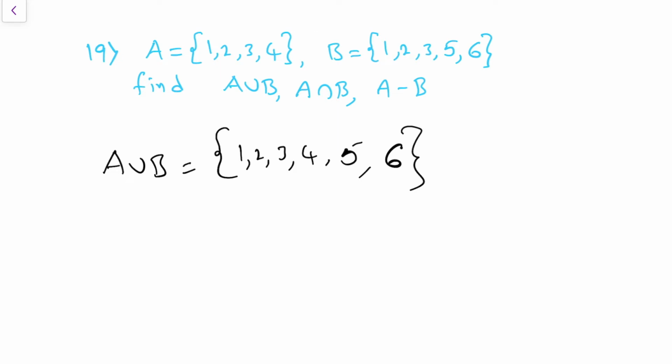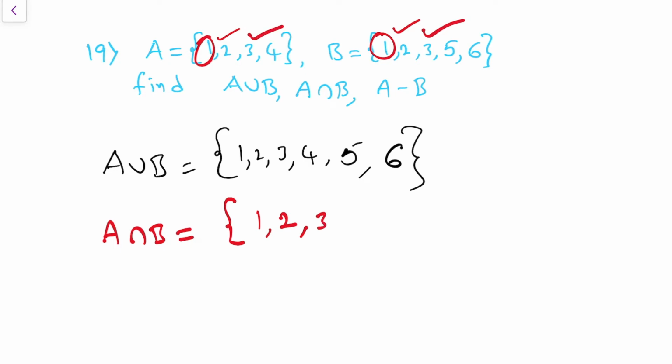Next, coming to A intersection B. Intersection is nothing but common. We need to write all the elements which are common in both the sets. Here 1 is there, here also 1 is there, so write 1. Here 2 is there, here also 2 is there, so write 2 also. Here 3 is there, here 3 is there, so write that 3 also. Next, 4 not there, 5 not there, 6 not there. So only 1, 2, 3 are the common elements in both the sets A as well as B.